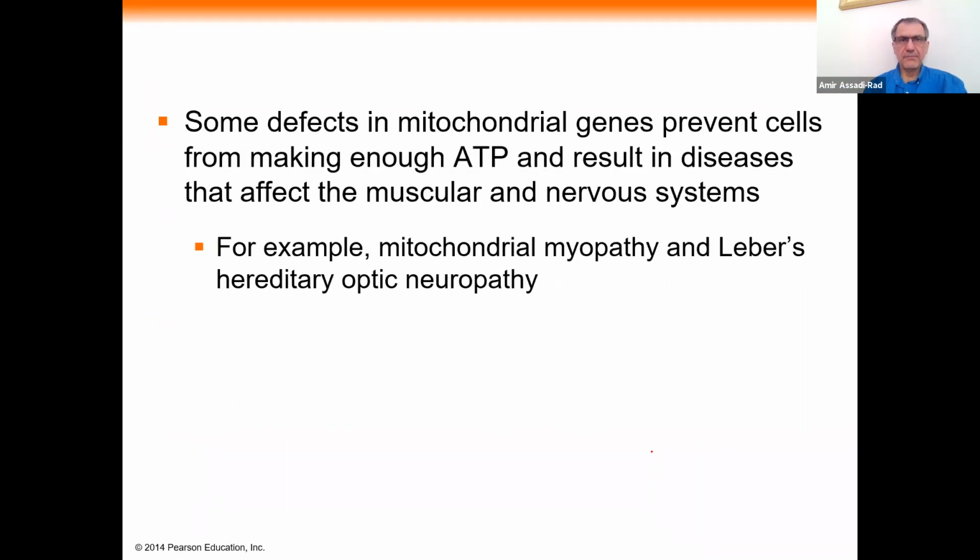Okay, some defects in mitochondrial genes prevent making enough ATP, resulting in muscular and nervous system problems. For example, mitochondrial myopathy and Leber's hereditary optic neuropathy. Okay, as I said, toward the end is a little bit of diseases. Make sure you know some of them. Okay, well, most of them. All right, guys, I'm done. As I said, it's a short chapter.